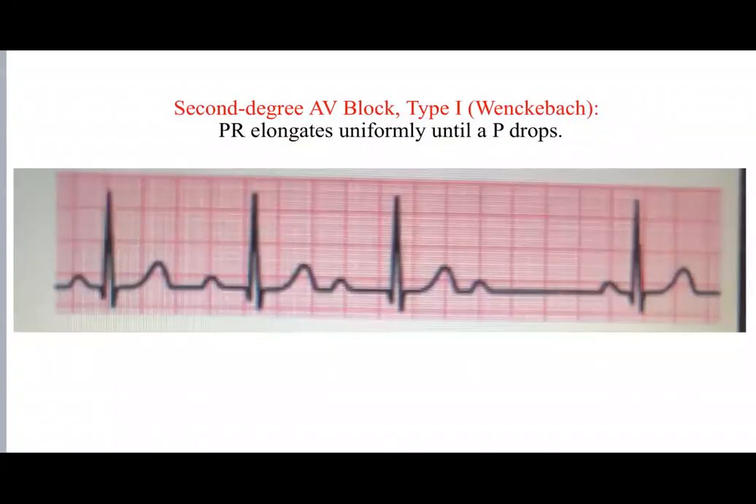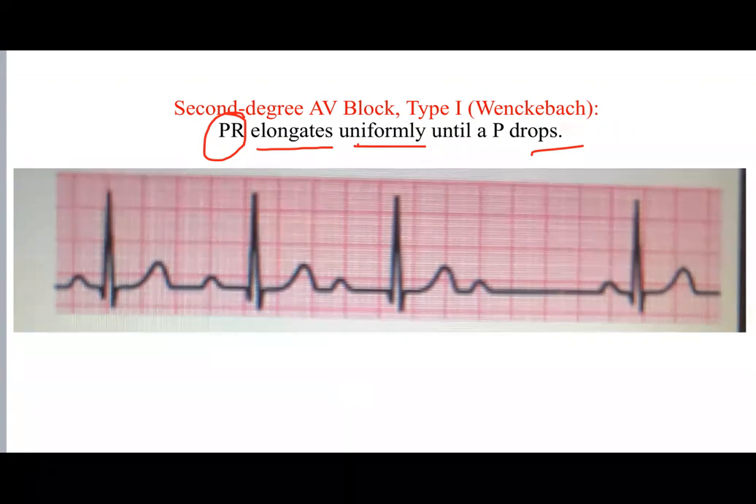All right, moving on. Let's take a look at second degree. Second degree further subdivides into 2 types. Second degree type 1, right? In second degree type 1, the important thing is that the PR elongates, but it elongates progressively, until you have a drop. Let's see what that means in the background of that marriage that we were talking about some minutes ago.